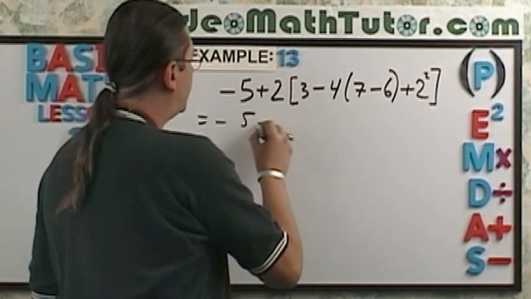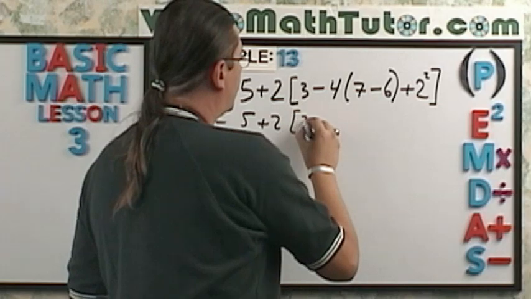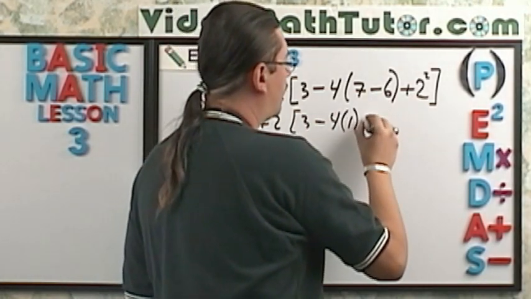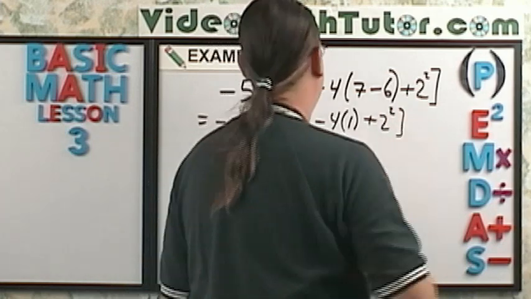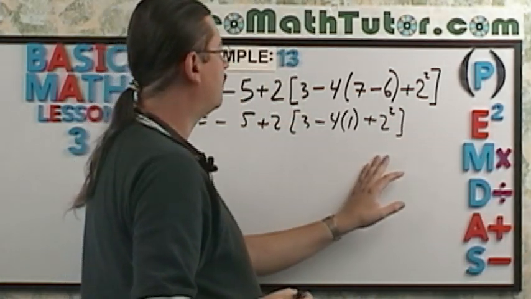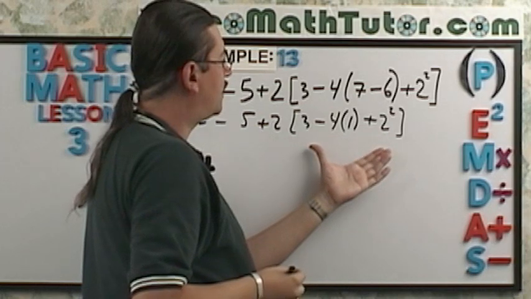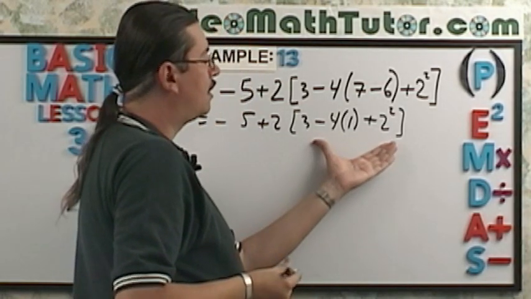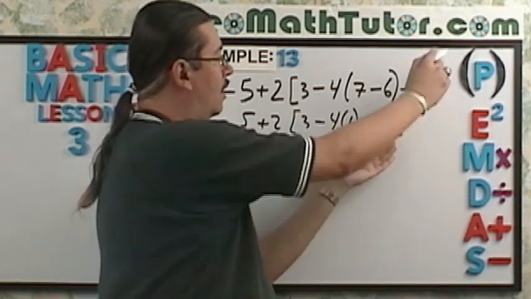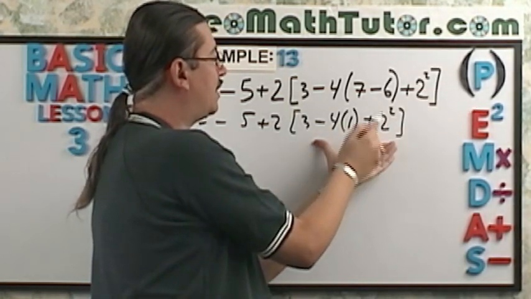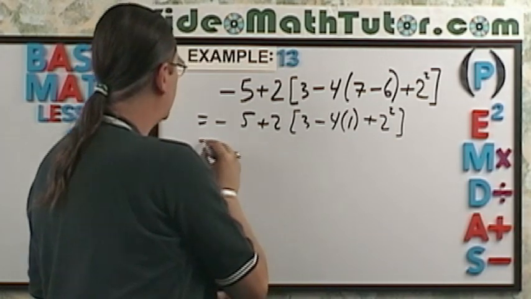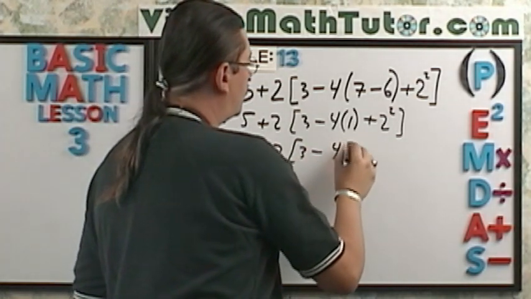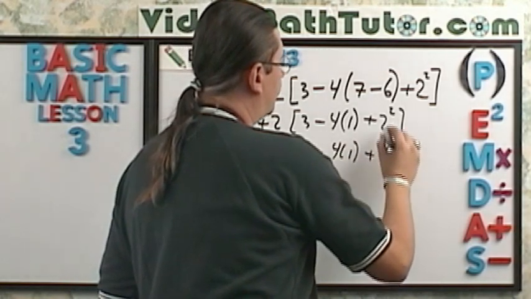So I'm going to get negative 5 plus 2 times the quantity 3 minus 4 times the quantity, well, 7 minus 6 is 1. And everything else just stays the same. I want to simplify this further. I only have one set of parentheses, so we do what's on the inside. What's the order of precedence now? Well, I have something that's raised to an exponent, so I need to do the 2 squared. Everything else stays the same. So I get 3 minus 4 times 1 plus 2 squared, which is 4.